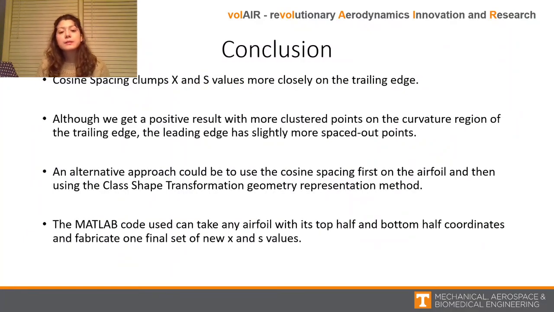In conclusion, the double cosine distribution, also known as cosine spacing, clumps the x and s values more on the trailing edge, but it spaces them out on the leading edge. An alternative approach could be to use the cosine distribution on the airfoil first, so we can get clumped points on the trailing edge and on the leading edge, and then applying the class-shape transformation method next.